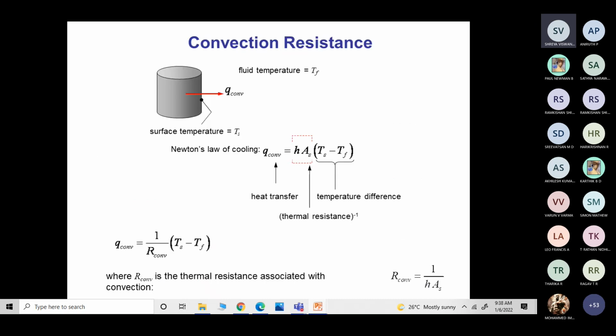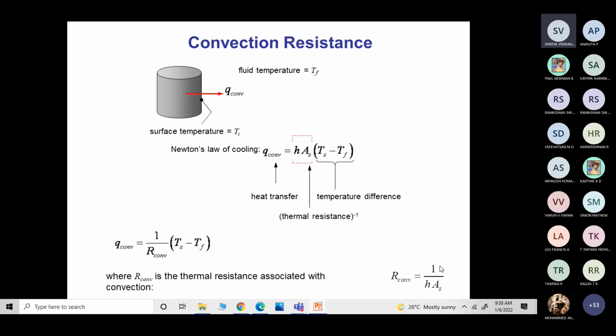Okay, and again the convective heat transfer: Q convected is equal to h A delta T, which is equal to 1 by hA into (Ts minus Tf). That 1 by hA is nothing but the convective resistance. Please students, understand that conductive resistance is L by kA and convective resistance is 1 by hA.